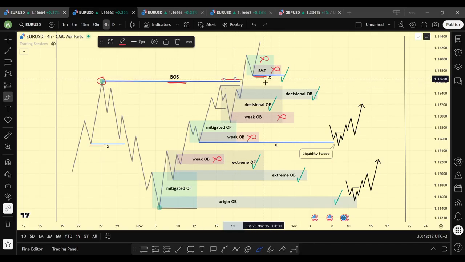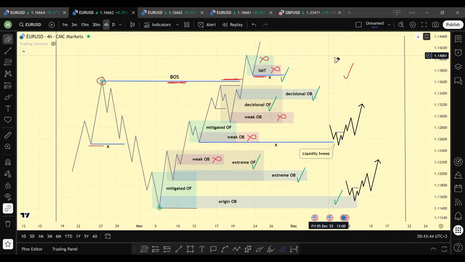All right, so now we have identified the inducement. Anything that comes before the inducement is a weak POI or an inducement trap, and it should not be used as a valid zone to take a trade from. So when you see this sign, just know that that's a weak POI, an SMT, or a false hope, or an inducement trap. And when you see this one in green, then you should know that that's a valid POI. All right, so let me get rid of this so that we can have a cleaner chart.